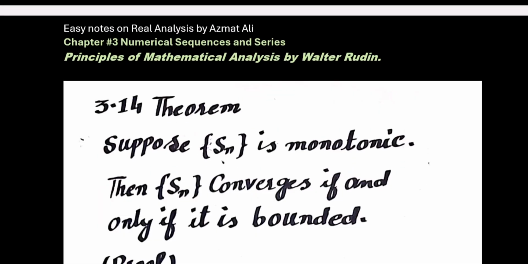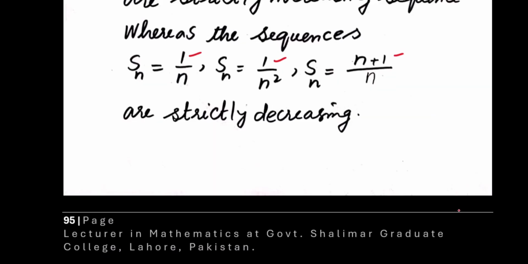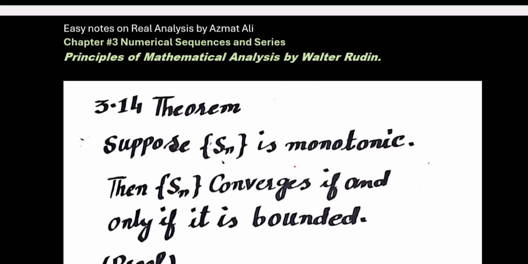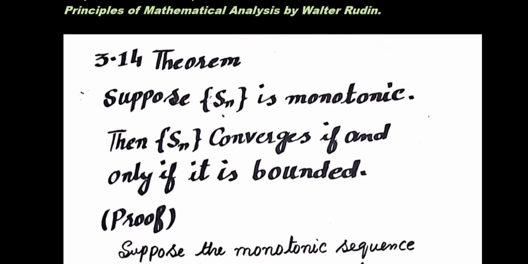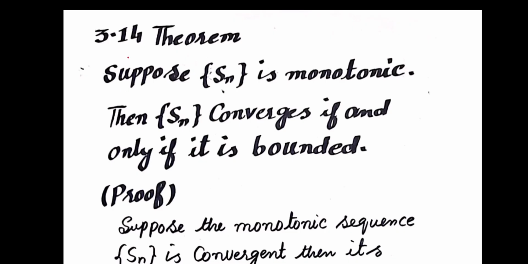So it completes the basic concept of monotonically increasing and decreasing sequence, and I hope now you have a clear understanding about this topic. Now I am going to discuss a very important theorem. This is called the Monotone Convergence Theorem, and this is very important for your final exam. This is Theorem 3.14 in your textbook.